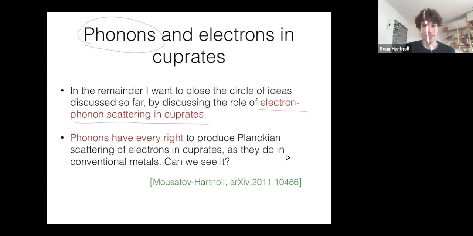So let's start with an obvious fact. Cuprates have a lattice. The atoms of the lattice vibrate. That definitely happens, and these vibrations have every right to scatter the electrons moving through the metal. So phonons have every right in cuprates to produce Planckian scattering, just as they do in conventional metals. And so if that's happening, surely we should be able to see that.